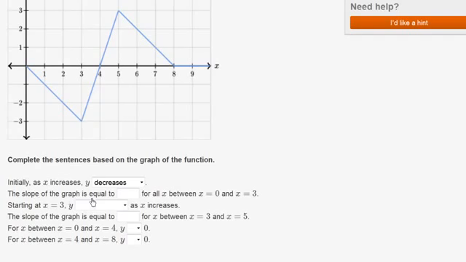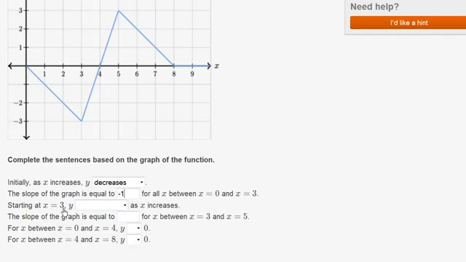The slope of the graph is equal to blank for all x between x equals 0 and x equals 3. So what's the slope? Well, every time we move 1 in the x direction, we go negative 1 in the y direction. So our change in y is negative 1 whenever our change in x is 1. So our change in y over our change in x, which is the definition of slope, is negative 1 over 1. So it's negative 1. And we see that. Every time x increases by 1, y decreases by 1.